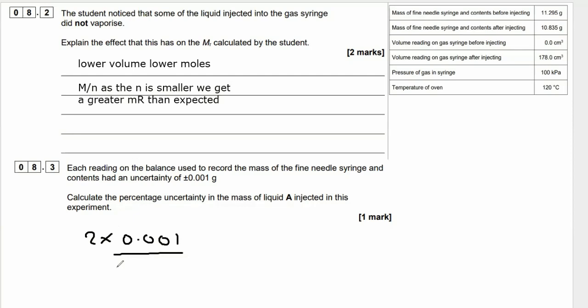So what was our reading? Our reading was 0.460, and you get that from doing the final mass, take away the initial mass, and there we go, times 100. Our percentage uncertainty is 0.35%. Lovely jubbly.